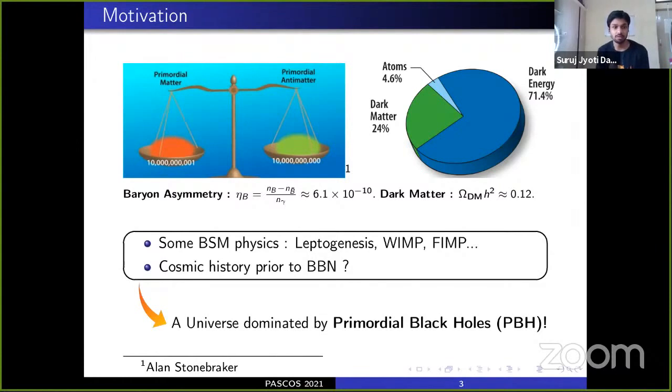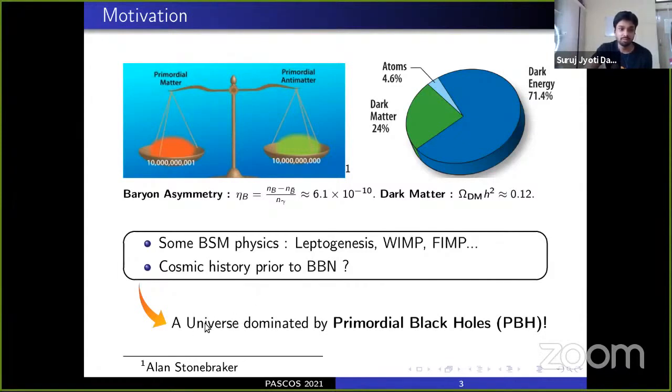Now the standard model of particle physics fails to address these two problems. So there have been various studies beyond the standard model, like leptogenesis, WIMP, and so on. One common aspect of these mechanisms is that they are very high energy phenomena happening at around a few seconds after the Big Bang, which is before the BBN era. Now, there is no experimental evidence to suggest that our universe is radiation dominated prior to BBN.